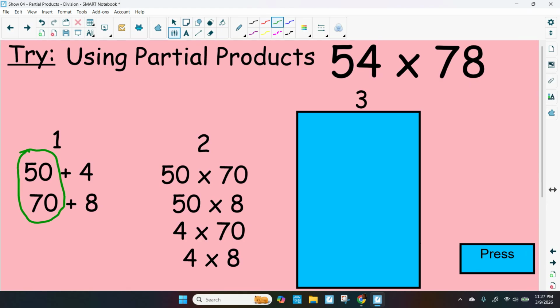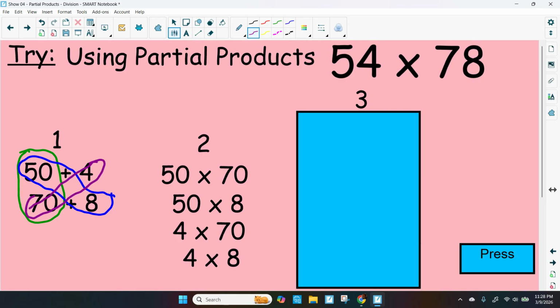50 times 70, and that's our first part. Then we're going to multiply 50 times 8. So let me just cross multiply there. 50 times 8. But we're not finished yet. We have to also multiply 4 times the 70.